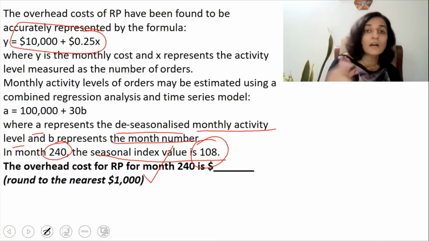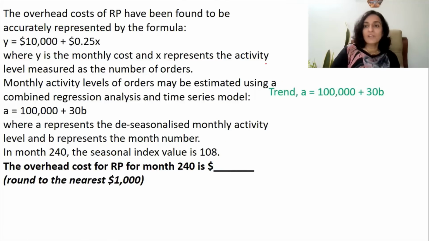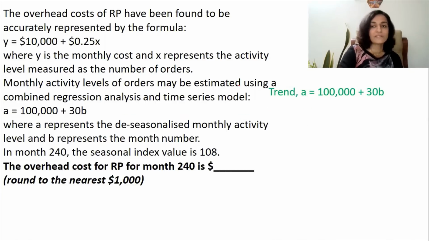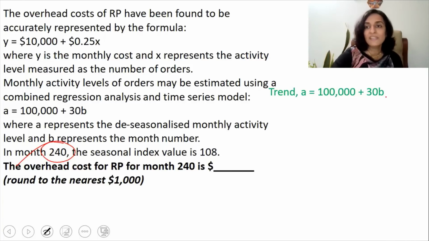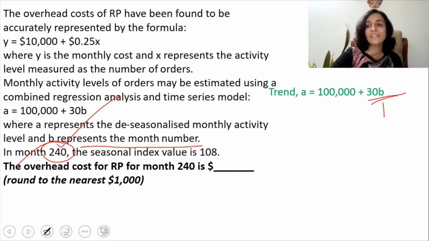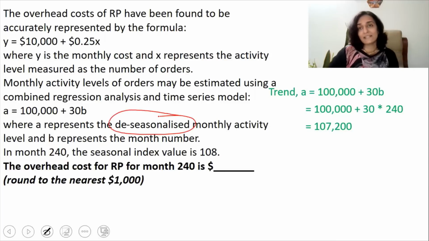So we have to reach till here. But first of all, we have to find out what is the forecasted sales. So the trend equation is A is equal to 100,000 plus 30B. That is, I have copied it from the question. Now they have asked us to estimate for the month of 240, and B is the month number. So we will substitute the value of 240 in place of B. So we get 100,000 plus 30 into 240, which is equal to 107,200. This is nothing but the average sales or the de-seasonalized sales. That is, seasonal fluctuations have not been adjusted.